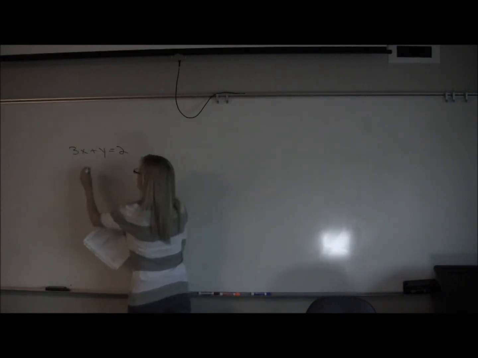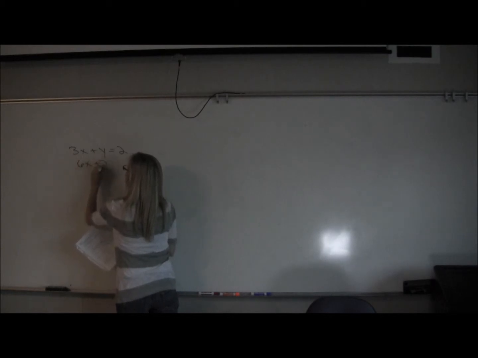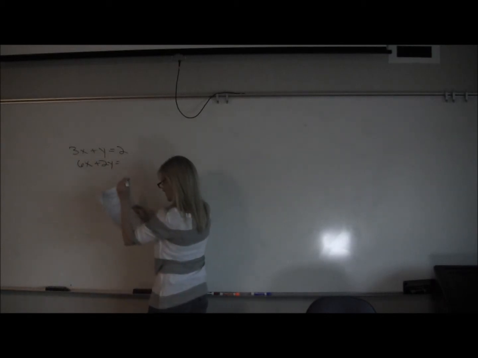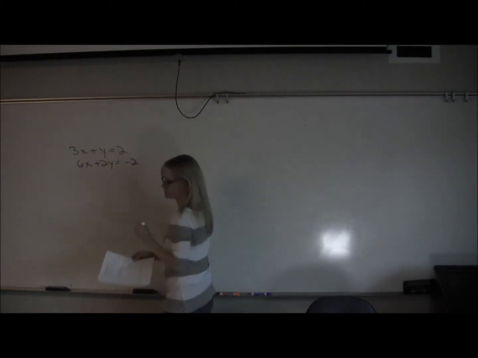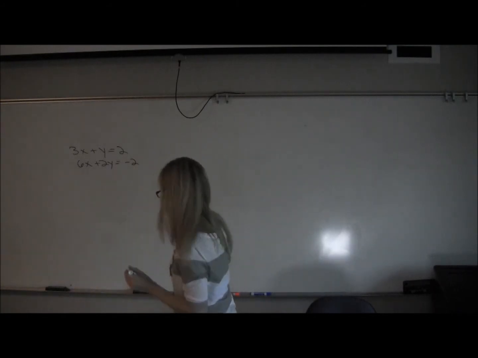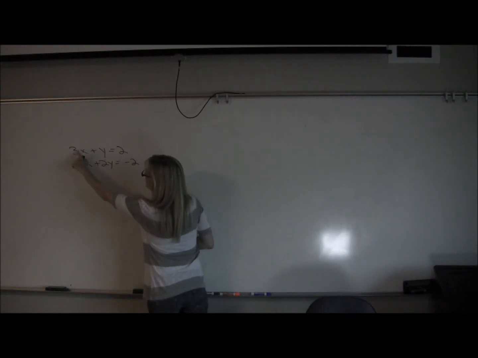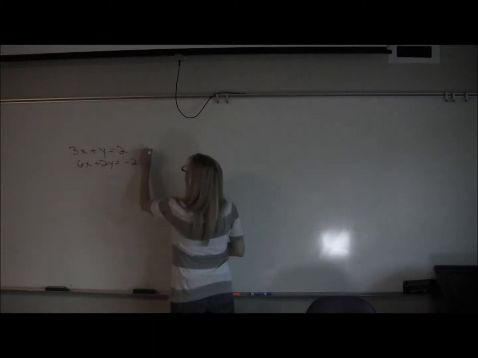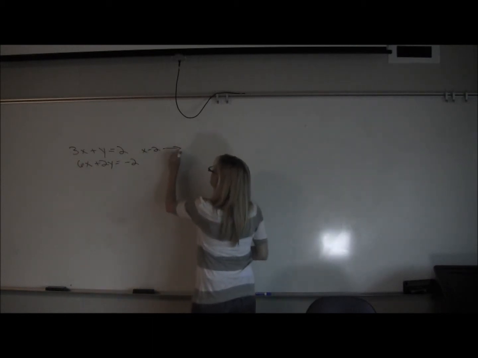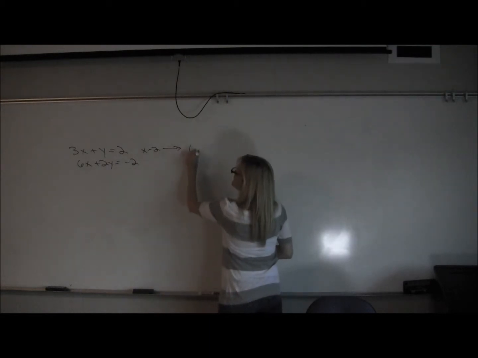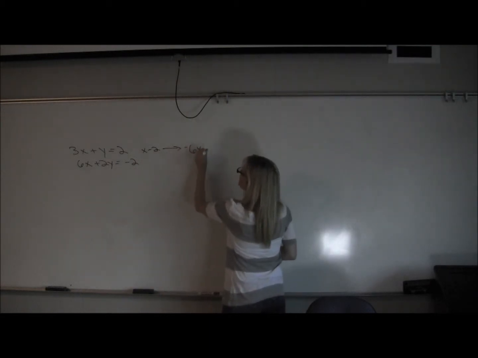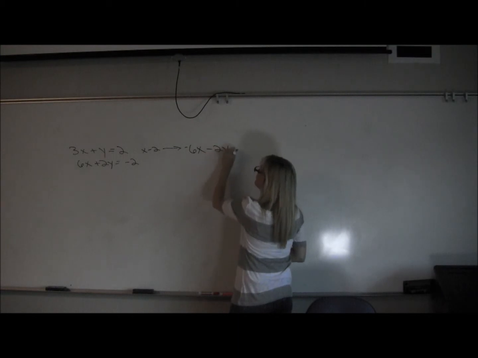And 6x plus 2y equals negative 2. All right. Well, what if we multiply the top equation by negative 2? Then these x's are going to go away. Negative 2. Okay. So we're going to get negative 6x minus 2y equals negative 4.